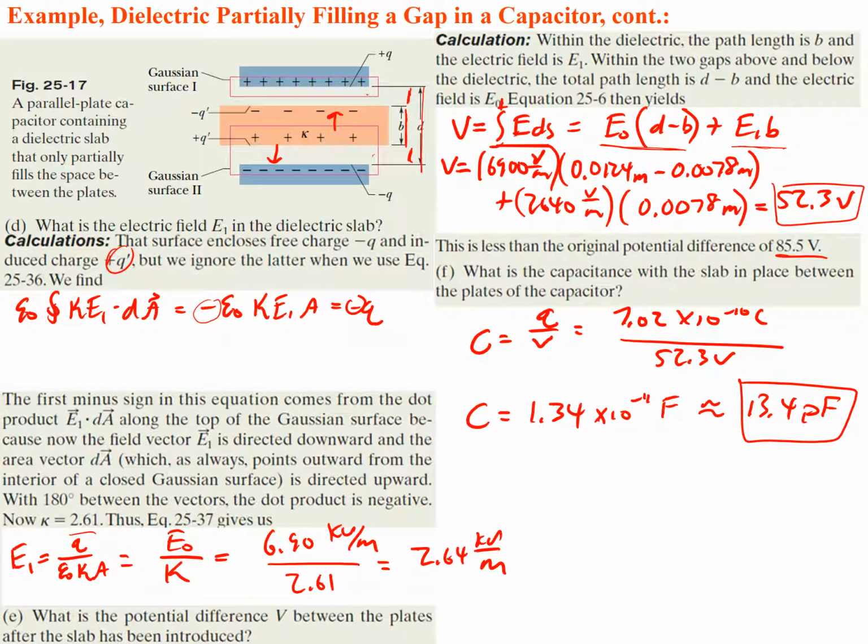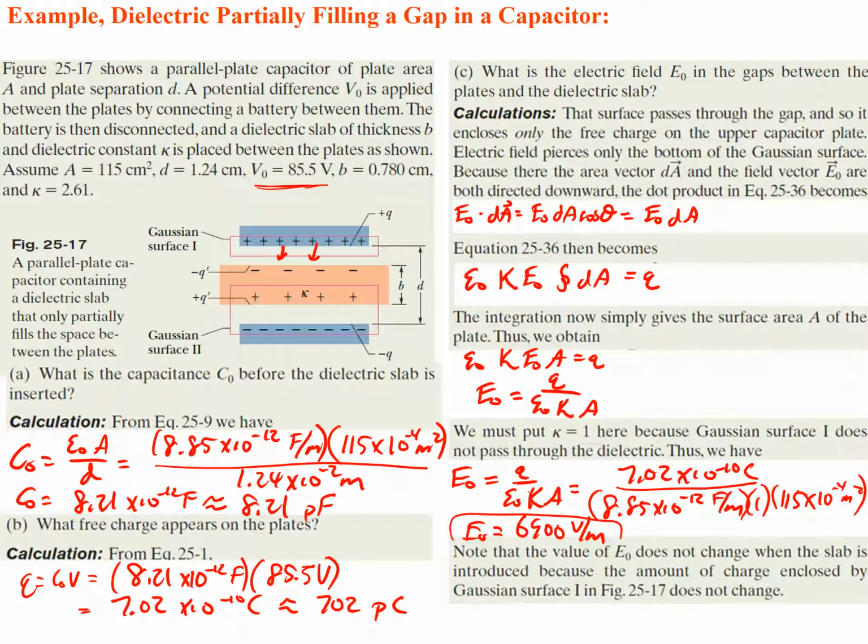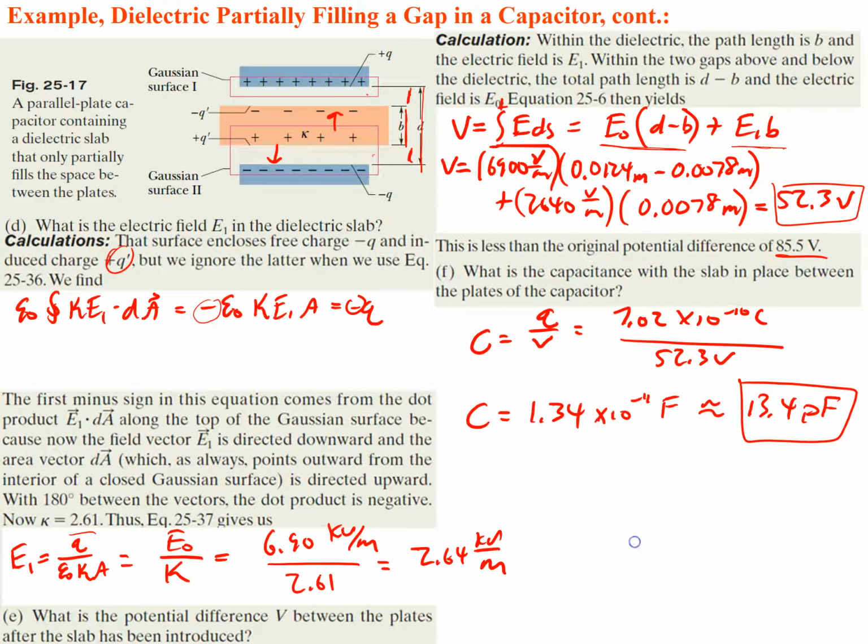Let's look back to see what our original capacitance was. All right, so we found that our original capacitance was about 8.21 picofarads. With the dielectric, it goes up to about 13.4 picofarads.